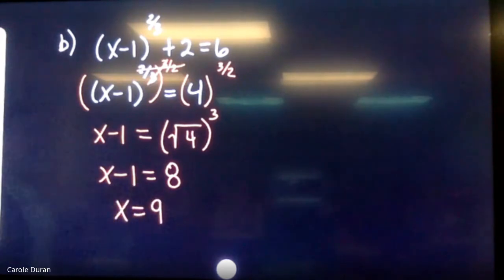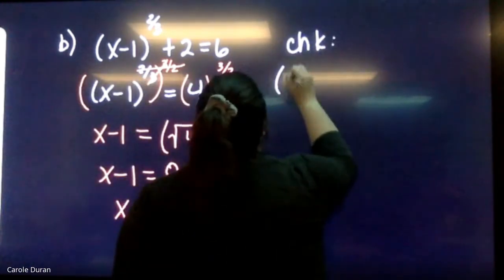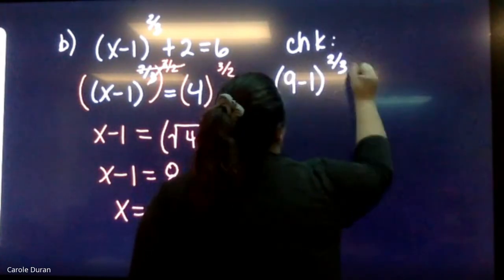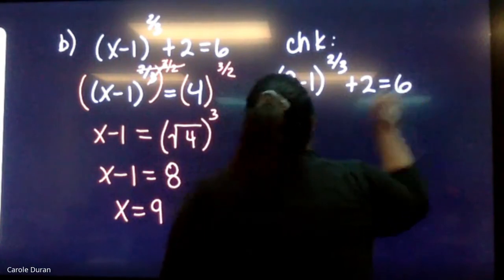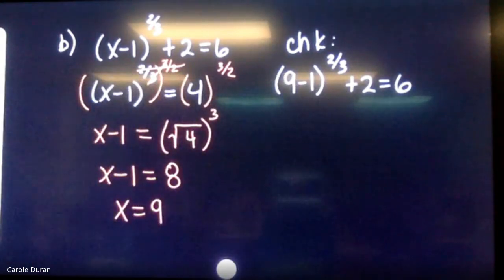Do I just accept that that is my answer? We have to check it. And we're going to check it by just plugging it back into the original problem and solving it out. So the first thing I'm going to do is figure out what 9 minus 1 is. What's 9 minus 1? 8.